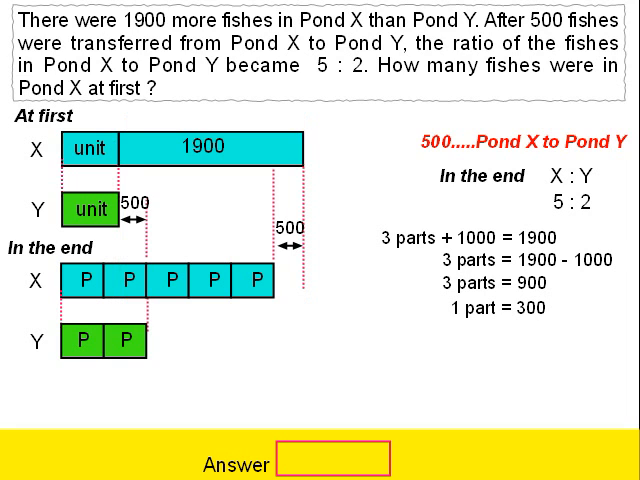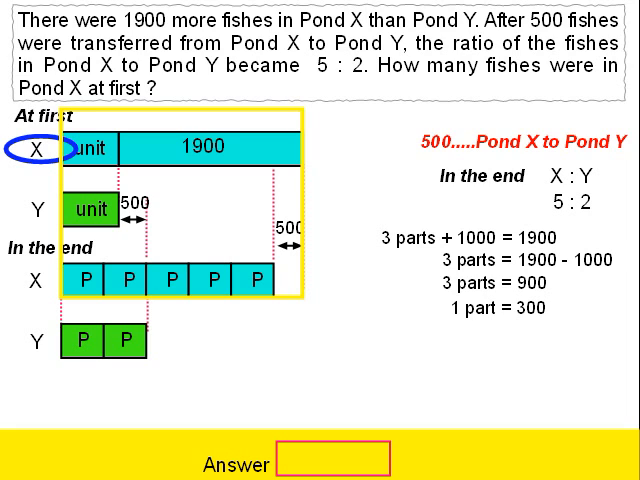Now we ask how many fishes were there in pond X at first. So we look at the model at first and look at pond X, which is here. Pond X had 1 unit plus 1,900, or by focusing on the bottom and comparing, pond X at first would have 1, 2, 3, 4, 5 parts plus 500 fishes. Since we already know that 1 part is 300, pond X at first is 5 parts, therefore 1,500 plus 500. That gives us a total of 2,000.